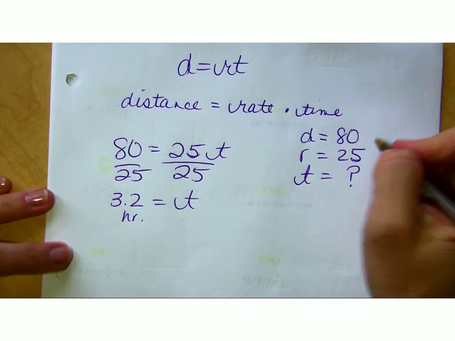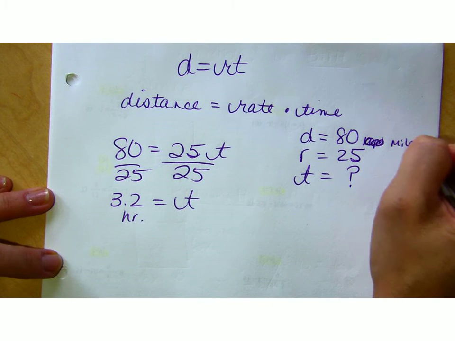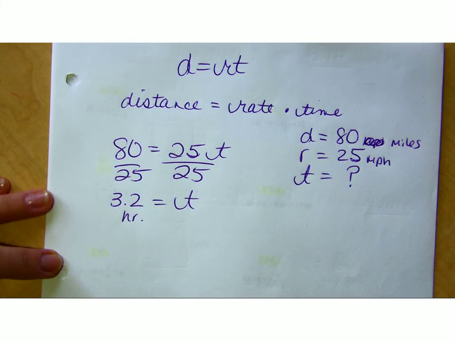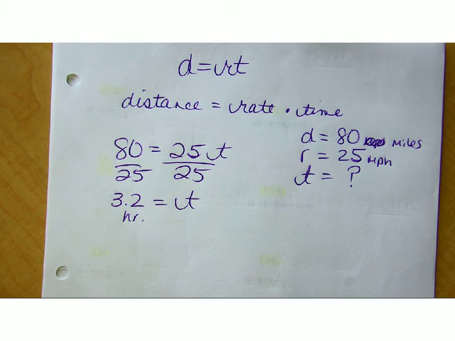I drove for 80 miles at a rate of 25 miles per hour, which means my answer, it took me 3.2 hours. 3 hours and 0.2 of it. That doesn't mean 2 minutes, it's 20% of an hour.